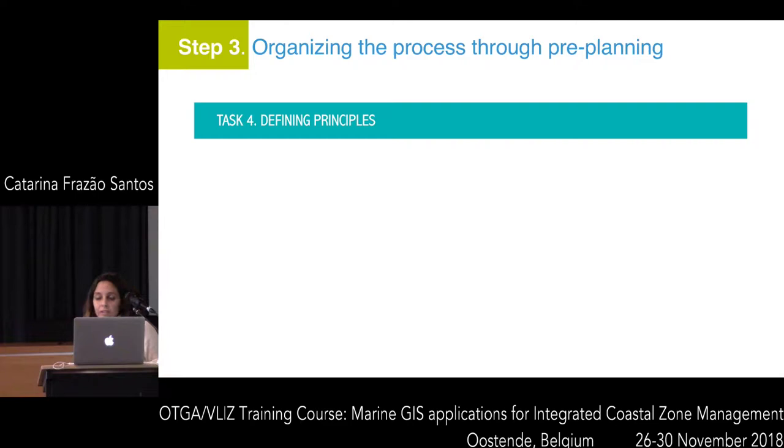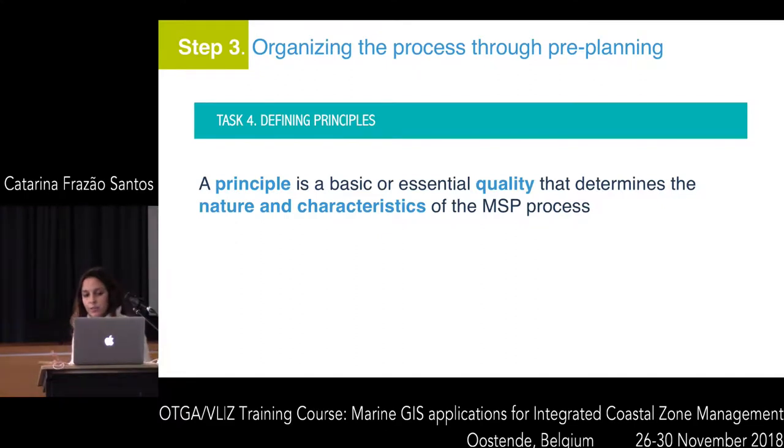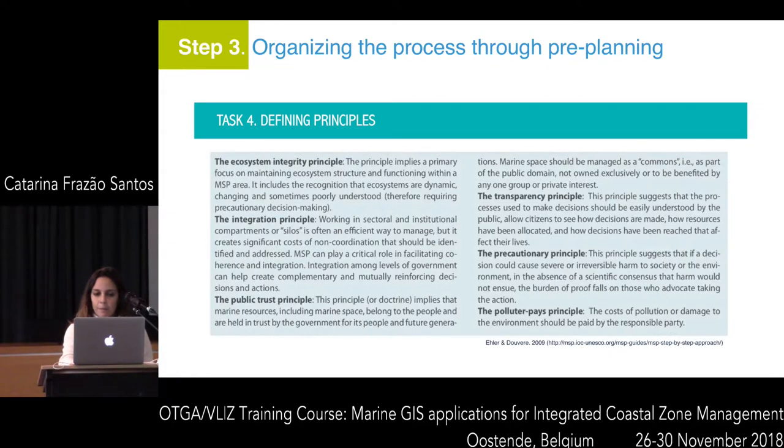So the fourth task of step 3 is about defining principles. And what is a principle? It's basically a quality that determines the nature and characteristics of your MSP process. And it should be aligned with what you expect to be the outcomes and the results of the process.